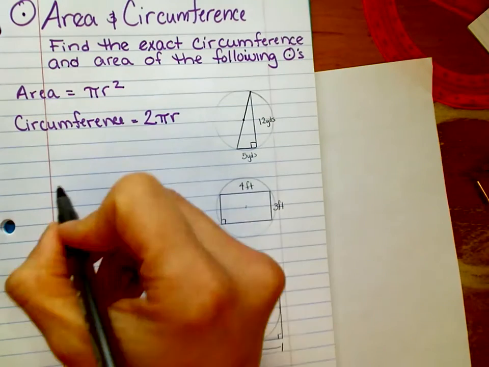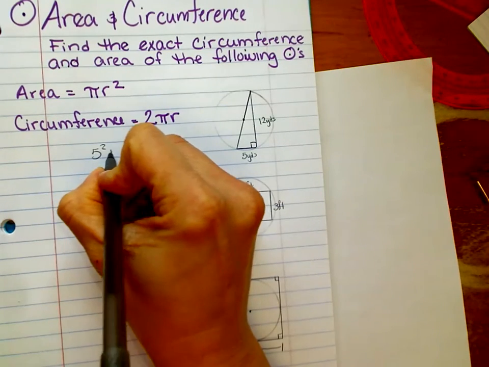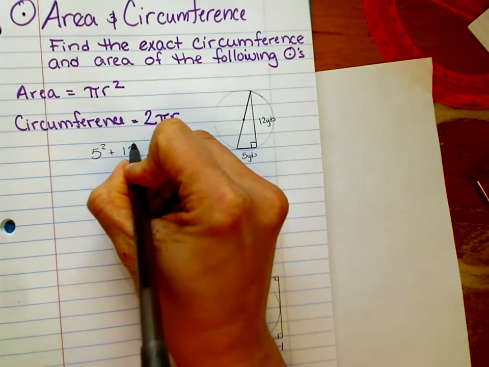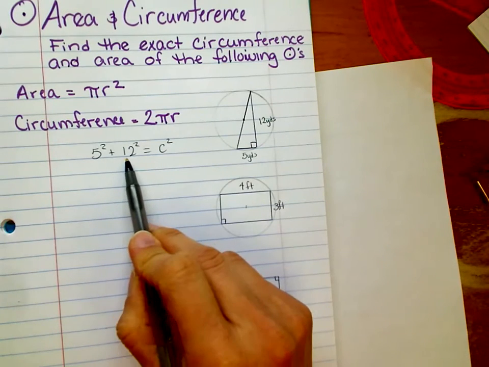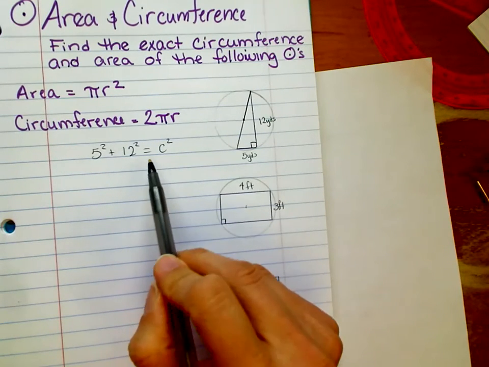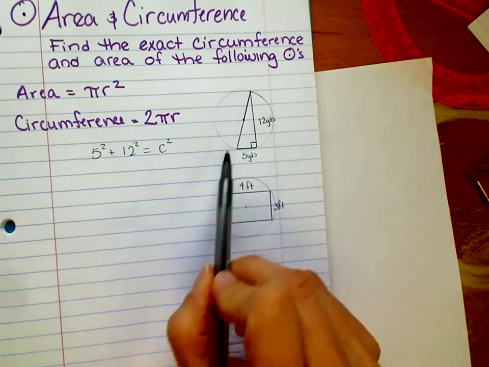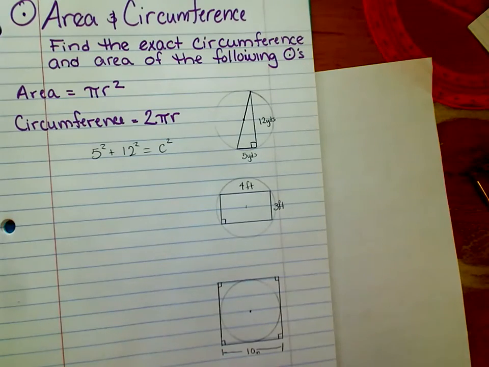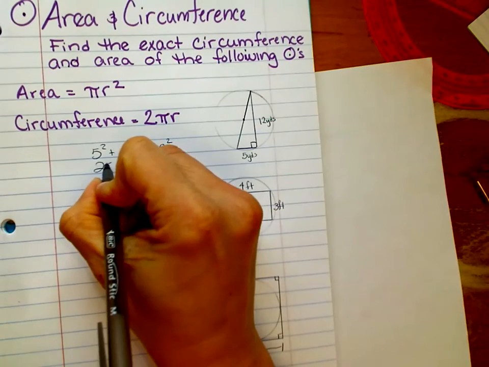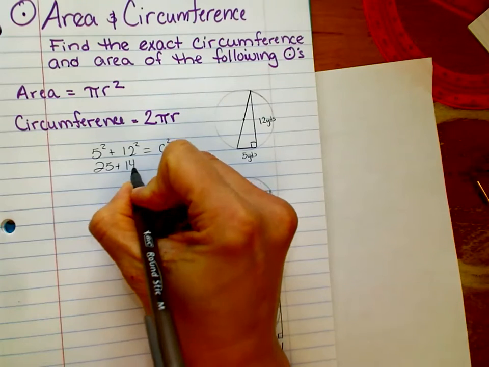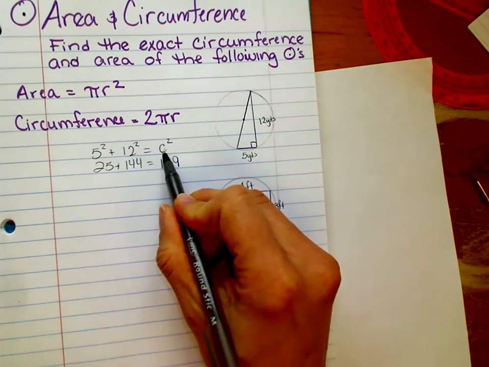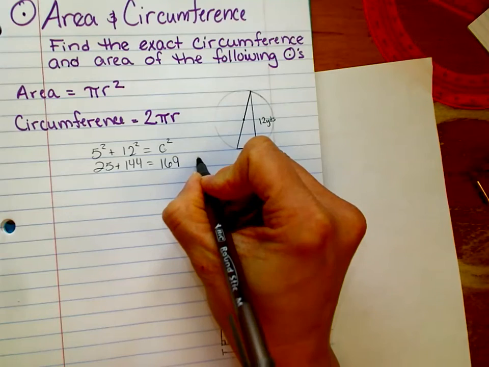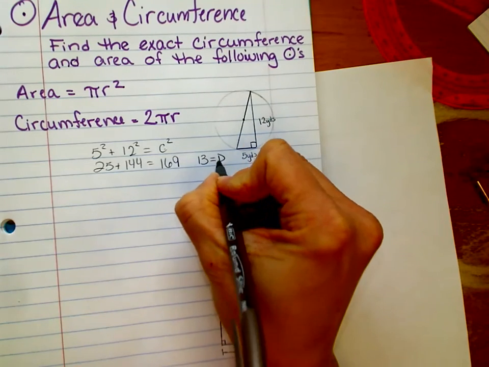Well, Pythagorean Theorem says a squared plus b squared equals c squared. So first, I'm going to write my little formula. The sides squared, the legs, if I add them together after I square them, equal the hypotenuse squared. Well, 5 squared is 25. 12 squared is 144. If I add that together, I get 169. I need to take the square root to find c, and the square root of 169 is 13. So that means my diameter is 13.